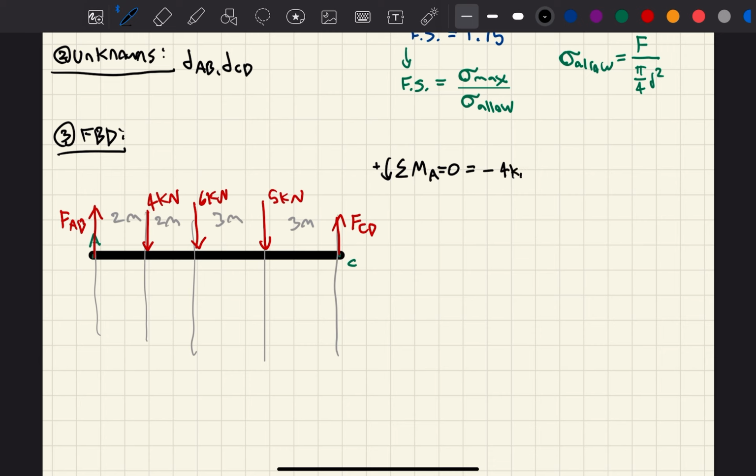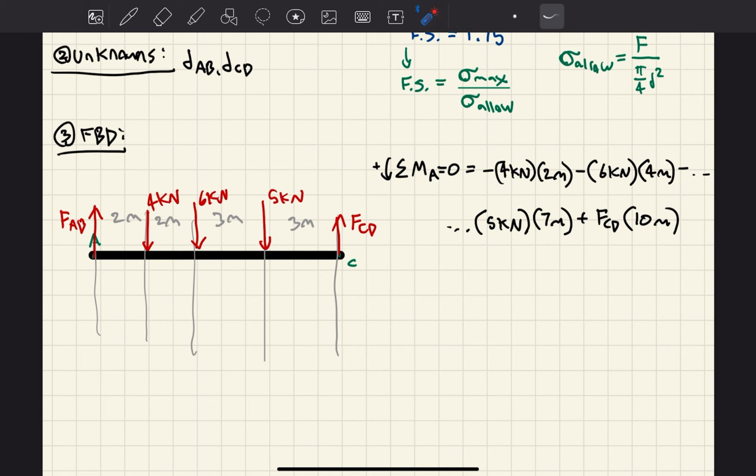So if you take a moment about point A, you're going to have clockwise, clockwise, clockwise, negative, counterclockwise, positive. Negative 4 kilonewtons times 2 meters minus 6 kilonewtons times 4 meters minus 5 kilonewtons times 7 meters plus FCD times 10 meters. You're going to get that FCD is equal to 6.7 kilonewtons, and from that you're going to take a sum of forces in the y direction. You're going to get that FAB is equal to 8.3 kilonewtons.